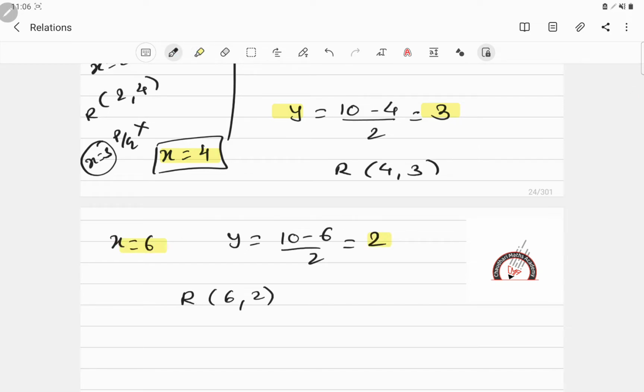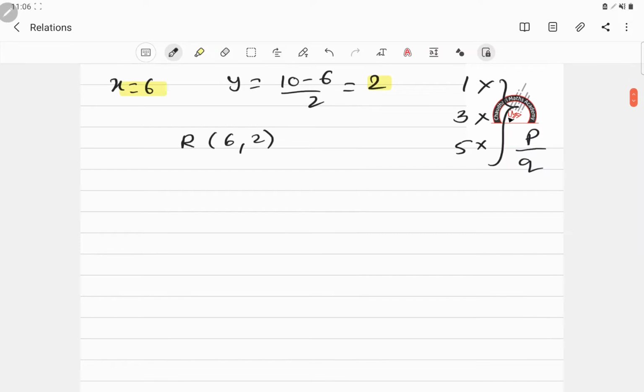And understand, I am neglecting 1, 3 and 5. The reason is quite simple. All these values lead to a p by q kind of situation, that is a rational number, which is not allowed because it will not be a part of A cross A. If it is not part of A cross A, then it is not a part of the relation.